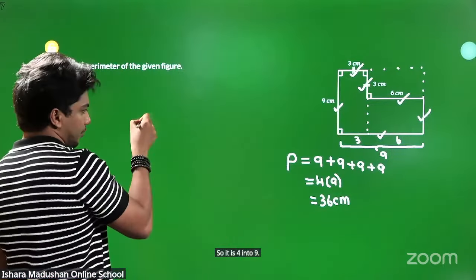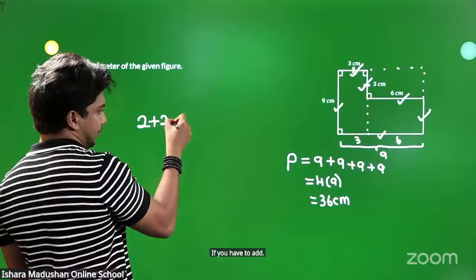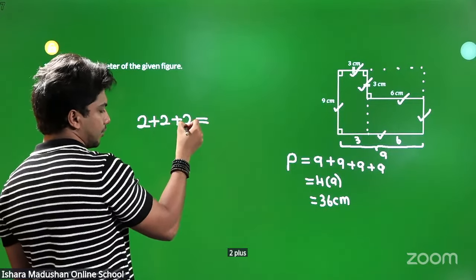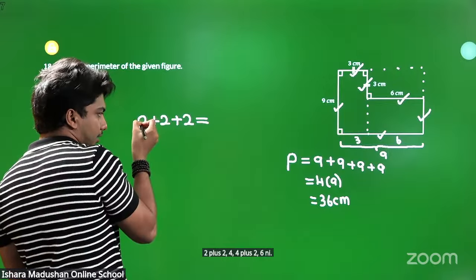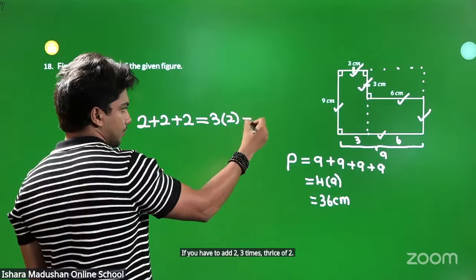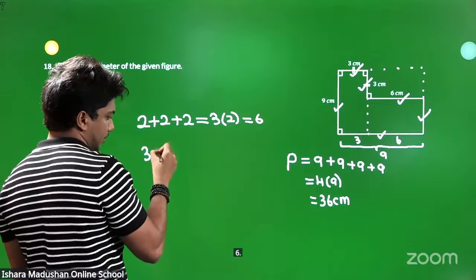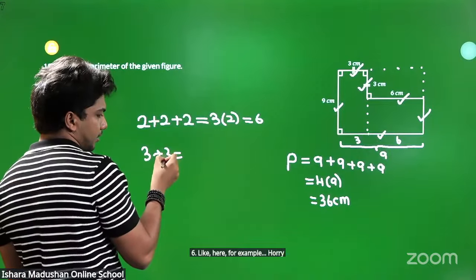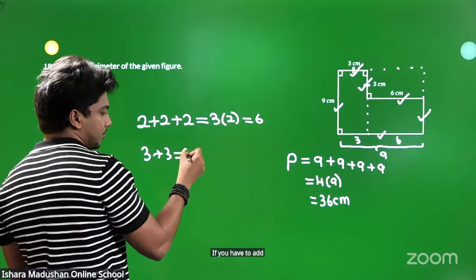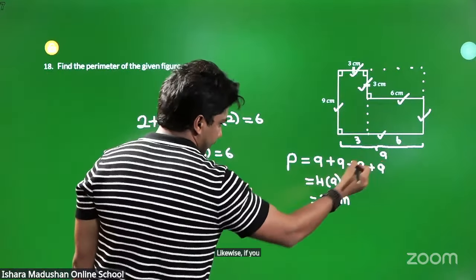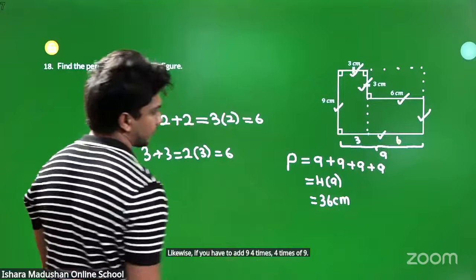Then, if you have to add 2 three times, what is the answer? 2 plus 2 is 4, 4 plus 2 is 6. If you have to add 2 three times, it is thrice of 2, which is 6. If you have to add 3 two times, it is twice of 3. Likewise, if you have to add 9 four times, it is 4 times of 9.